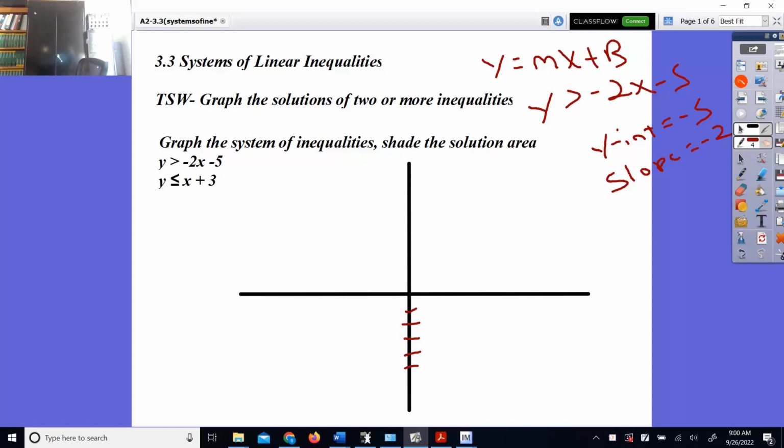Now, when I put a circle in negative 5, will it be open or closed? Open, because the inequality symbol is a greater than. There's no equality. And from there, what will I do? Down to and over 1. There's my 2 points that I need.